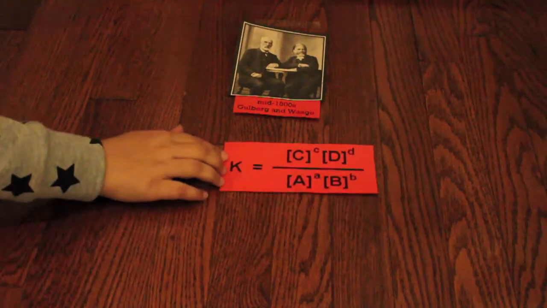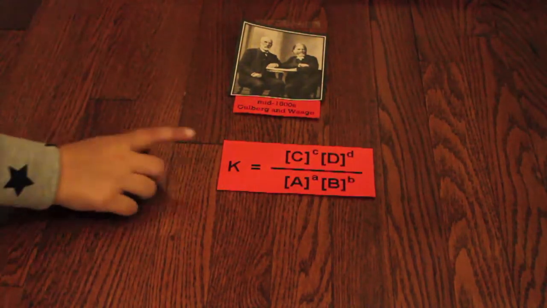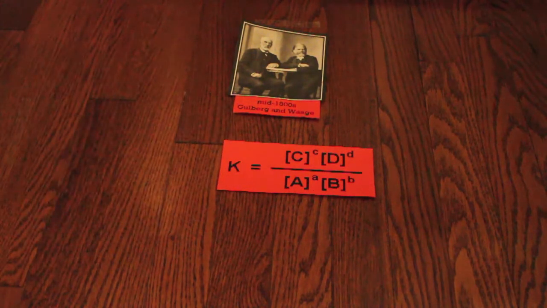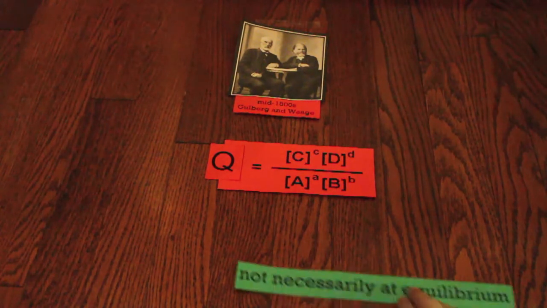In the mid-1800s, Goldberg and Waage developed the equilibrium law expression. They arranged the concentrations of the products and the reactants into this ratio, where K is a constant we call the equilibrium constant. The reaction quotient, called Q, is also used to arrange a similar expression. The only difference between Q and K is that Q is used for systems that are not necessarily at equilibrium.